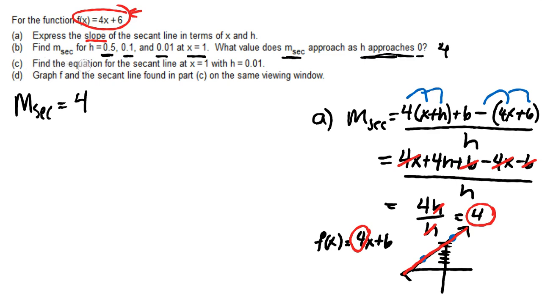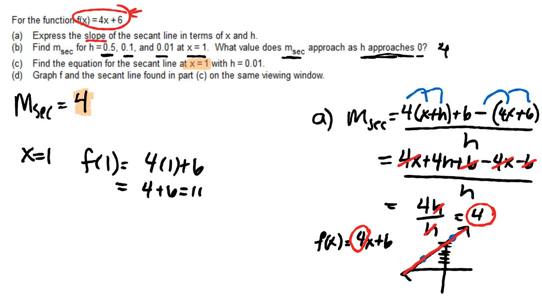For part C, find the equation of the secant line at x equals 1 with h equals 0.01. So to find the equation, we need to know the slope and a point on the line. So we already know the slope is 4. The slope of the secant line is 4. And we want to find the point where x equals 1. If x equals 1, f of 1 is 4 times 1 plus 6, and that's 4 plus 6, which is 10.